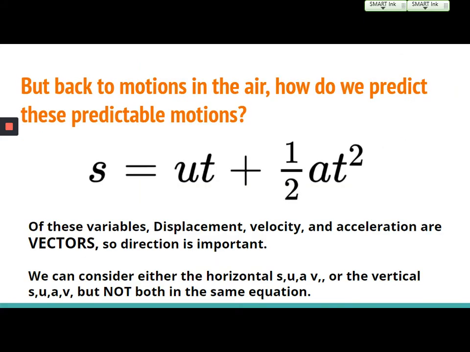But back to the motions in the air. How could we predict these predictable motions? Well, we have our equations for it. Of these variables, s, u, and a are vectors. And so the direction you're going is going to be super important. You need to know if it's vertical or horizontal, because we can consider a horizontal motion or a vertical motion using our equations, but we can't put both in the same equation. So we could do some sort of a velocity to the side and an acceleration going down, but we can't do them together in the same equation.